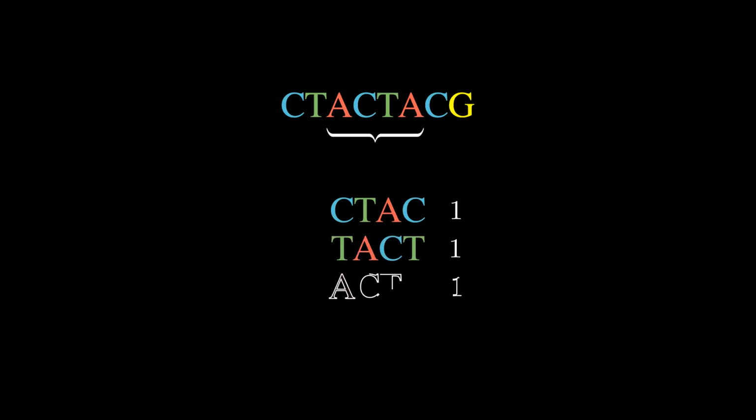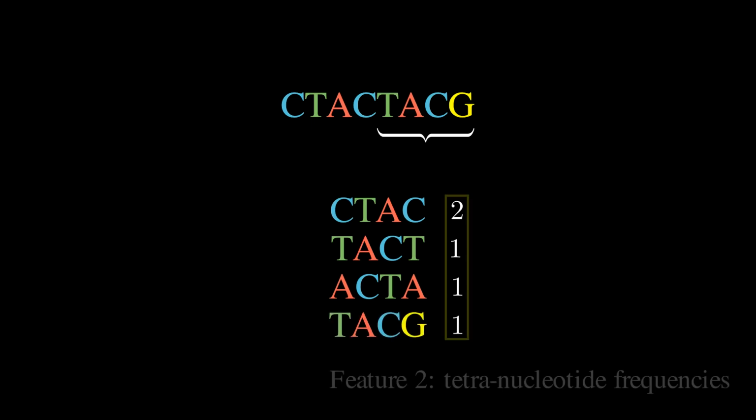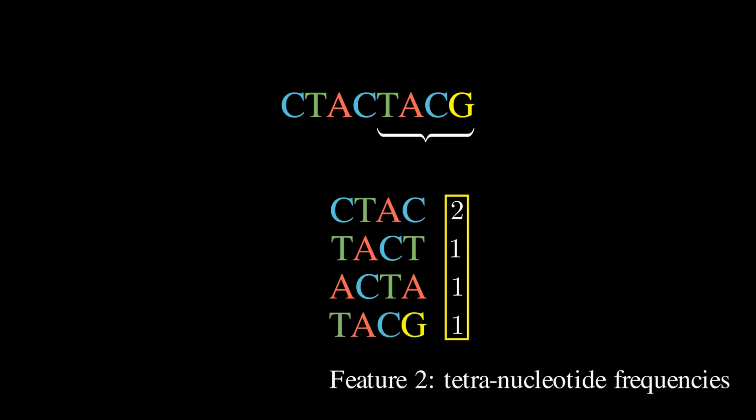Now let's look at what is inside the contig. A contig is a DNA strand that can be characterized by the so-called tetranucleotide frequencies. We simply check for all the combinations of 4 nucleotides, or consecutive letters, and record how many times each combination appears in the string. Our second feature is tetranucleotide frequencies, or TNFs for short.